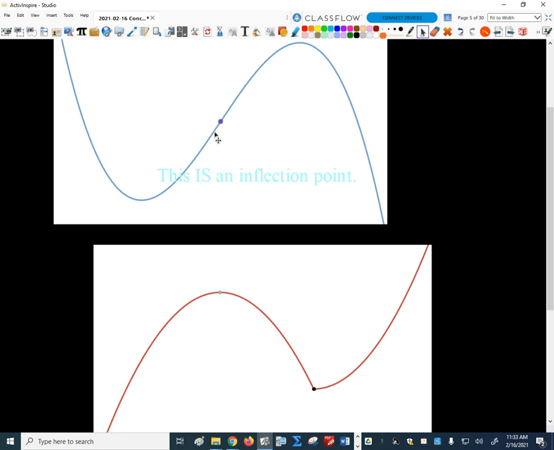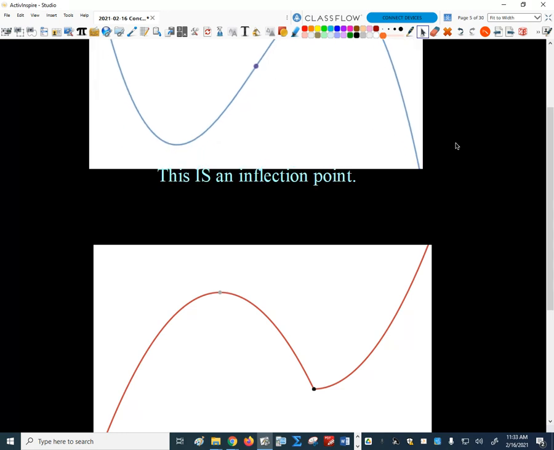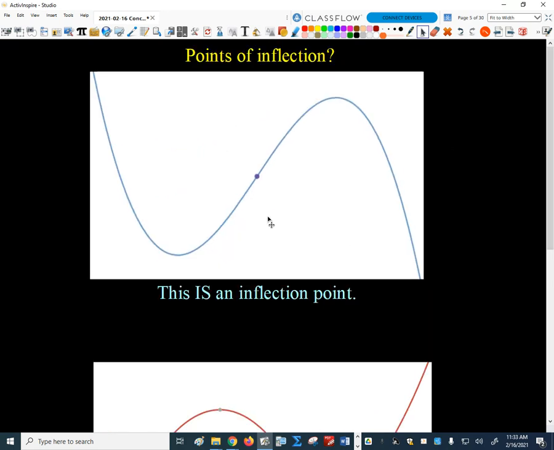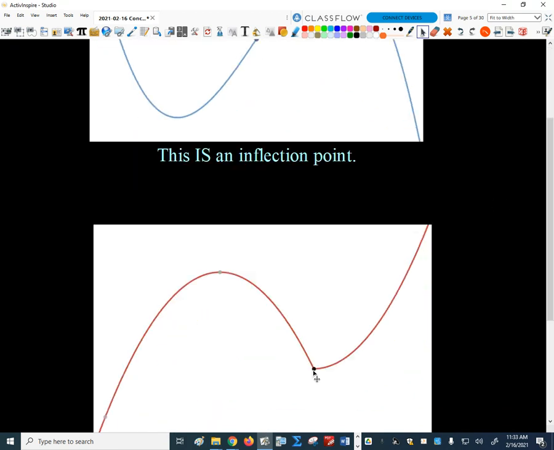If I zoomed in on this function, on that tangent, right? Eventually that tangent line right there, if I zoom in, looks exactly like the curve, but there is no tangent there, right? Because there's no single tangent line that's going to match the behavior on the left and the right.